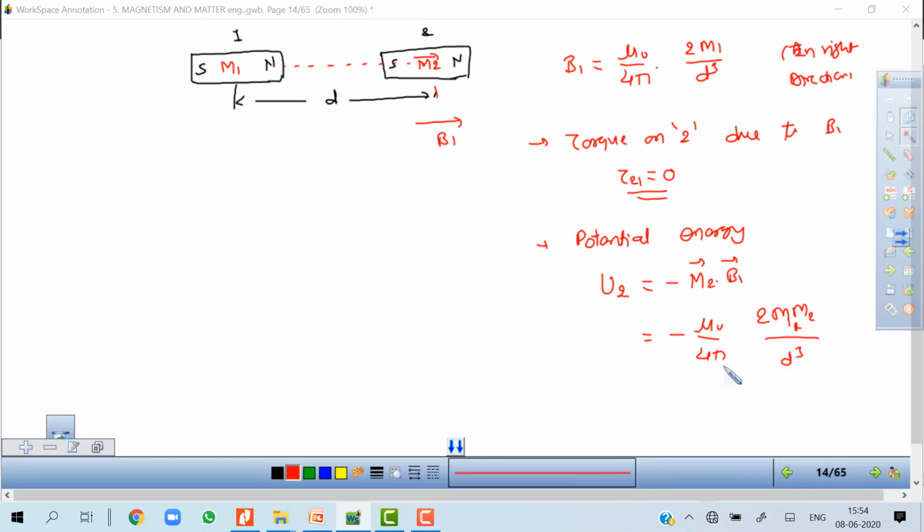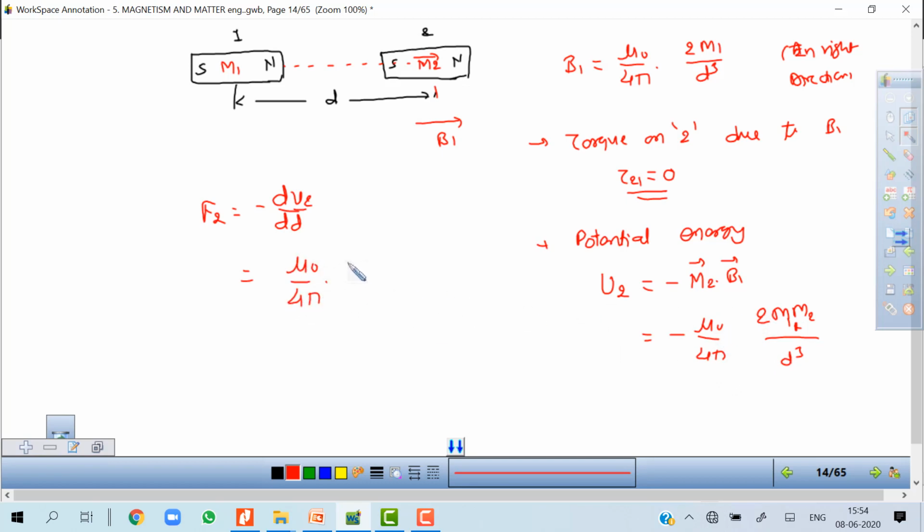Okay, and now we find out what the force is. How? We know that F2 is equal to minus dU2 by dd, the variation with distance. So if you differentiate this, I will get mu 0 upon 4 pi.